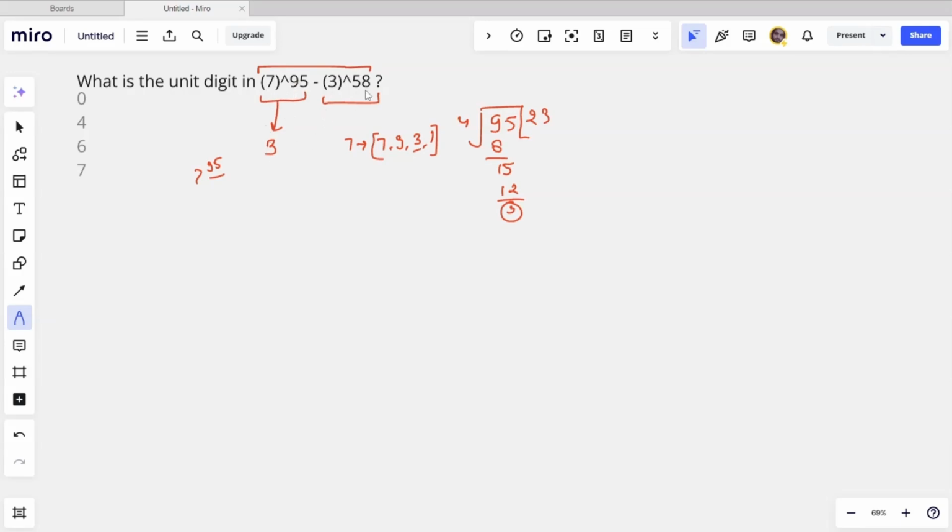Now let's try to solve 3 raised to the power 58. As we know the concept of power cycle, what is the power cycle of 3? It is nothing but 3, 9, 7, 1. This is the power cycle of 3.